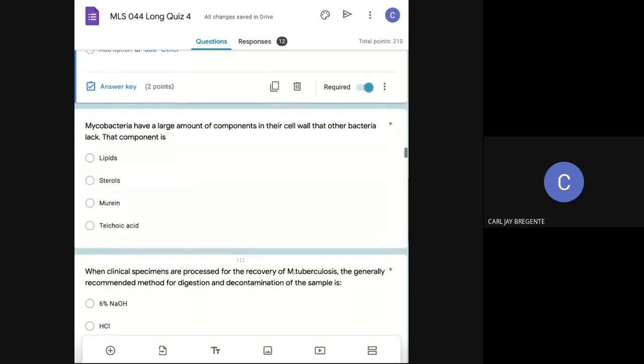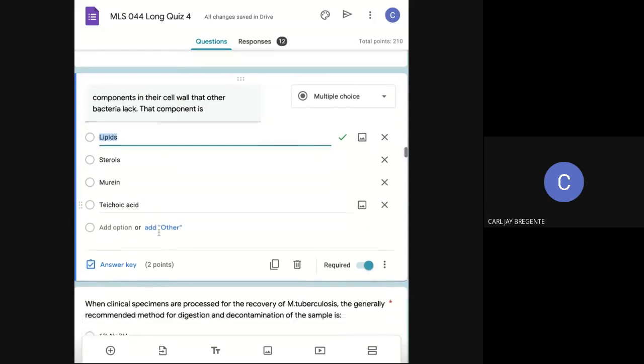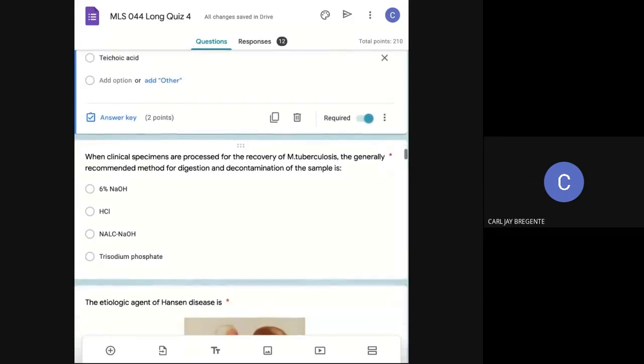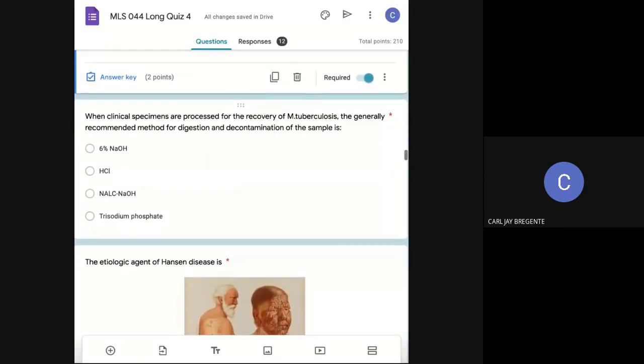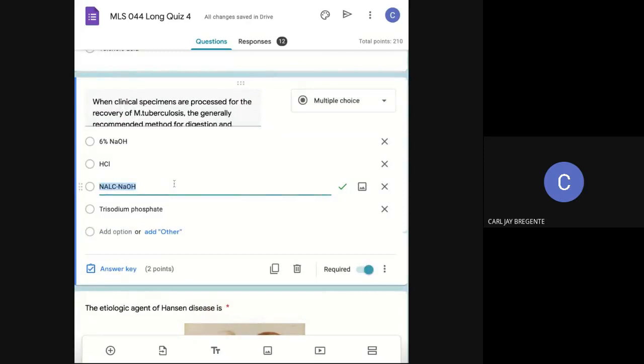Mycobacteria have a large amount of components in their cell wall that other bacteria lack. That component is lipids, particularly mycolic acid. When clinical specimens are processed for the recovery of Mycobacterium tuberculosis, the general recommended method for digestion and decontamination of the sample is the use of NaOH and NALC. This is the common digestant used for sputum samples if you do TB culture.